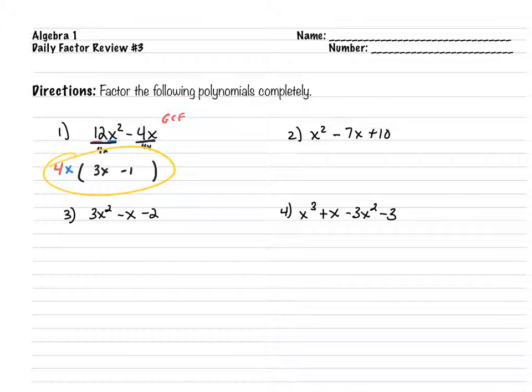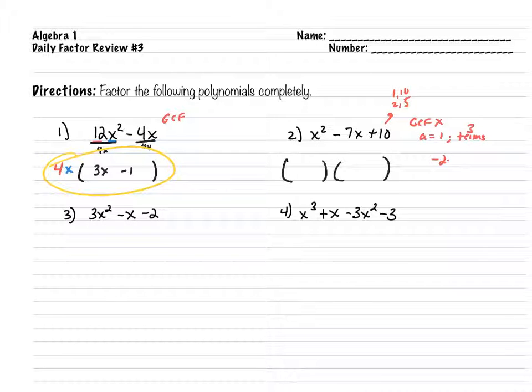In number 2, we always check for the GCF first. There just wasn't one. So now we notice that there's 3 terms, and our leading coefficient is equal to 1. So we can simply ask ourselves, what numbers would multiply to 10, but would add to negative 7?